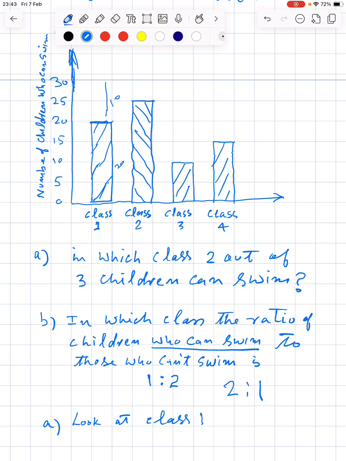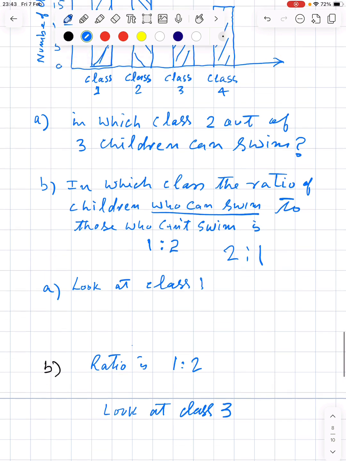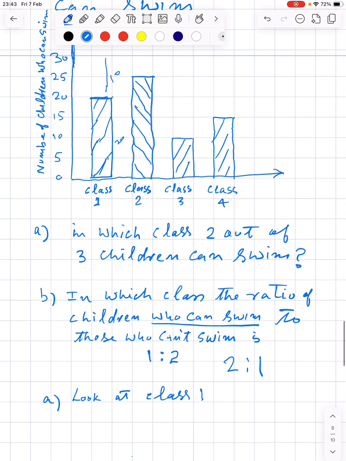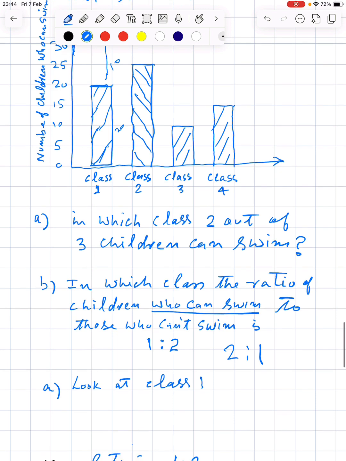Can't swim. And the second part, in which class the ratio of children who can swim to those who can't is 1 to 2. And if you look at class 3, 10 can swim, which is 1 part, and 20 can't swim, the 2 parts. So it's 1 to 2. So that is the answer.